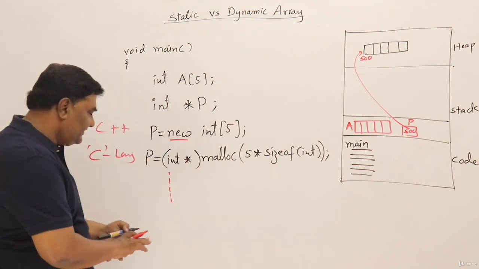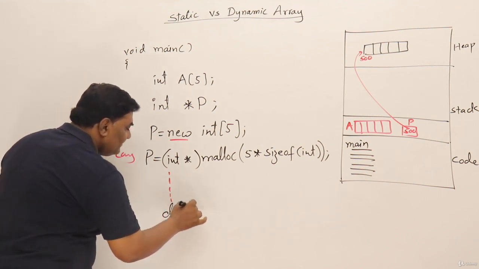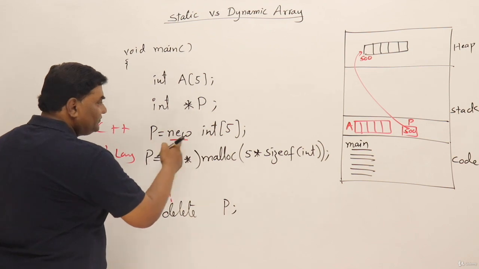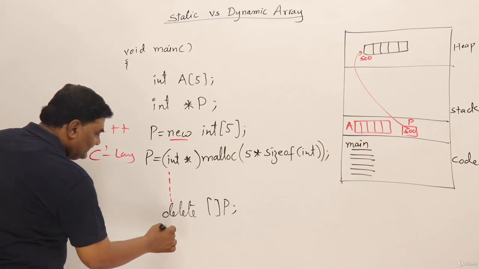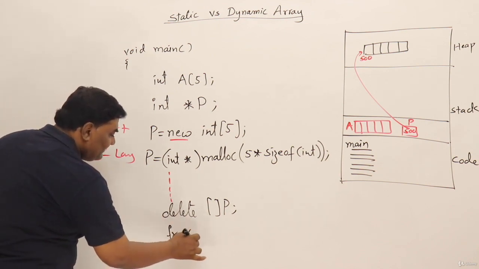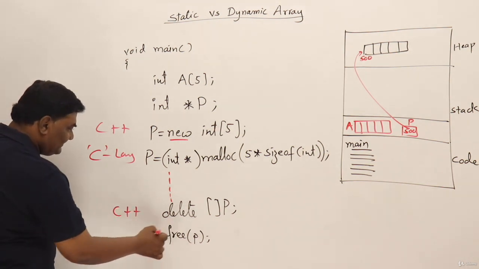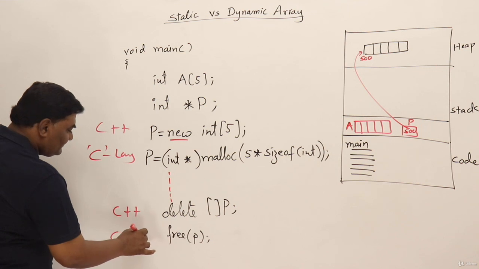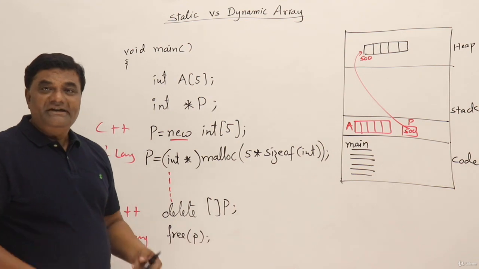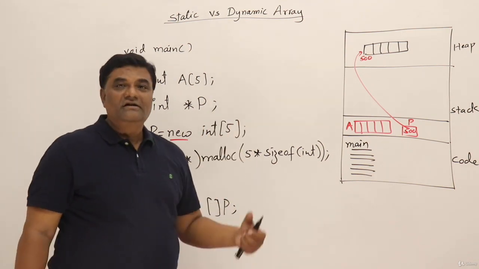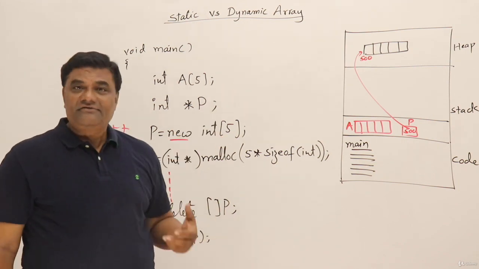So how to release the memory? In C++, we have to say delete P. But since P is used for an array, it must be mentioned with a subscript, delete []P. And in C language, say free(P). So this is the method of deallocation in C++, and this is the method of deallocation in C language. So I have shown you the syntax for both languages. The main concern here is how to get the array inside heap. Now next we will see how to access that array from heap.